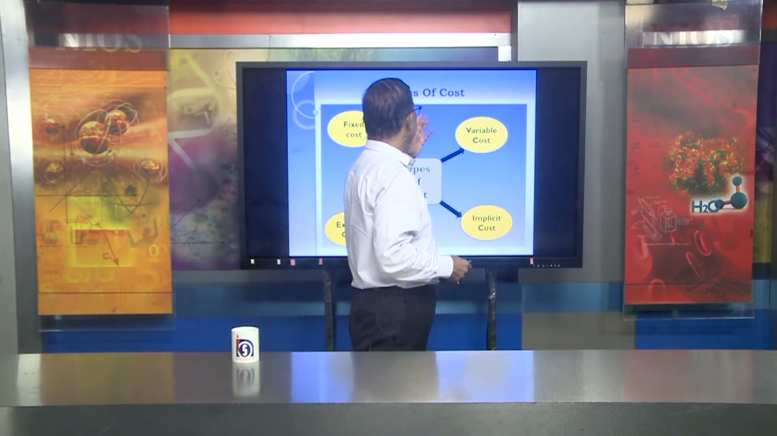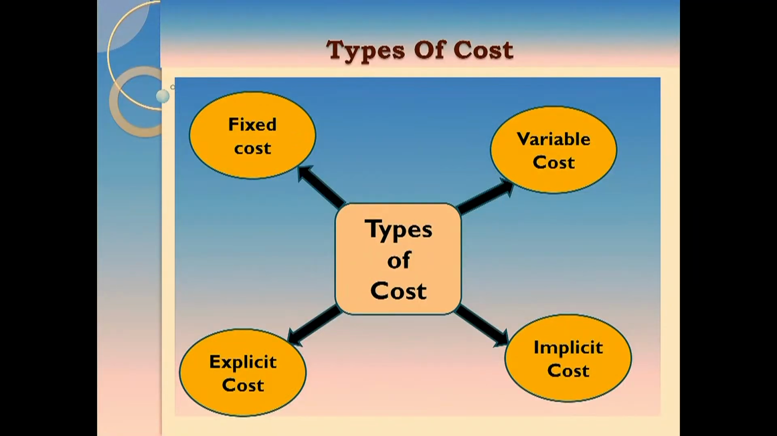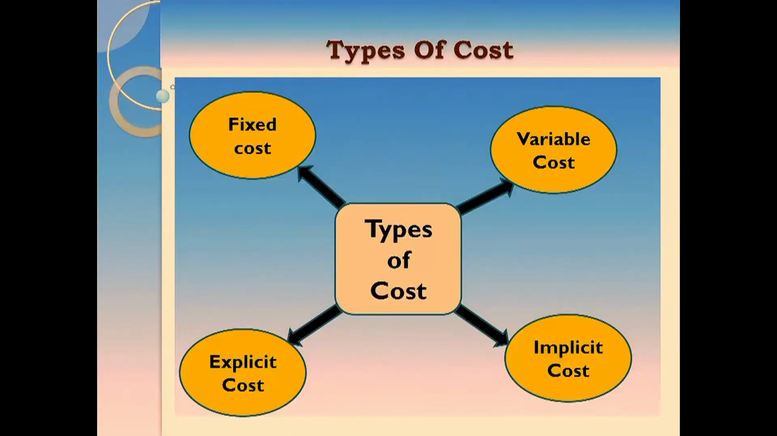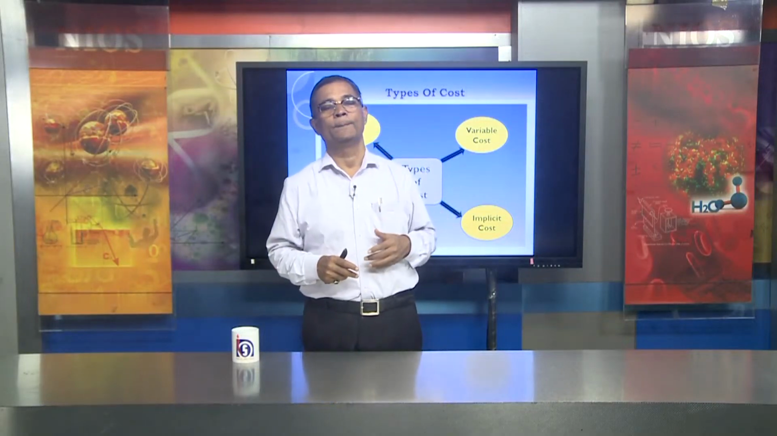Let us see types of cost. Fixed cost, variable cost, explicit cost and implicit cost. So many other costs are there, but at your level only 4 categories are studied. These are fixed cost, variable cost, explicit cost and implicit cost. What we see, what we find, fixed cost.